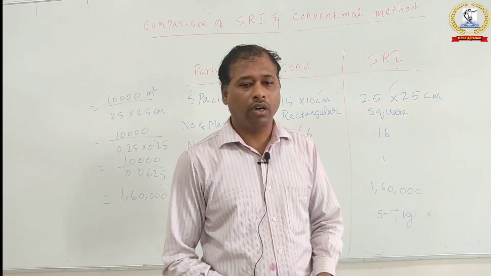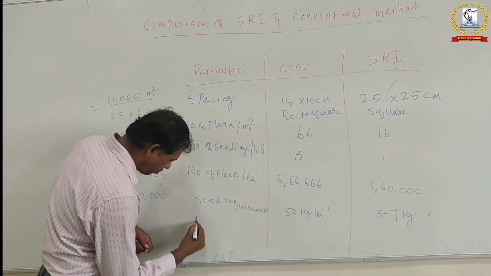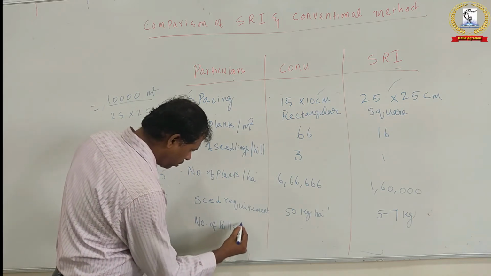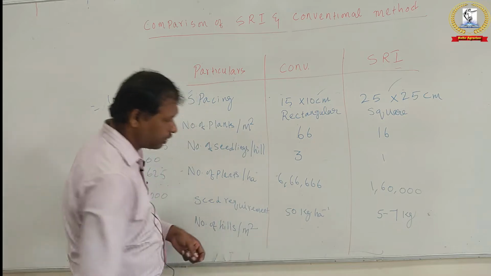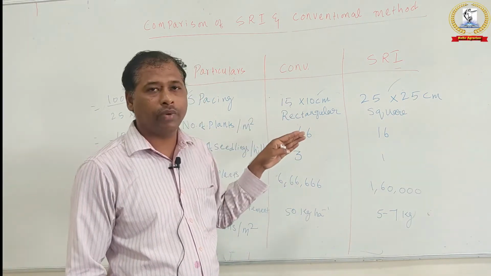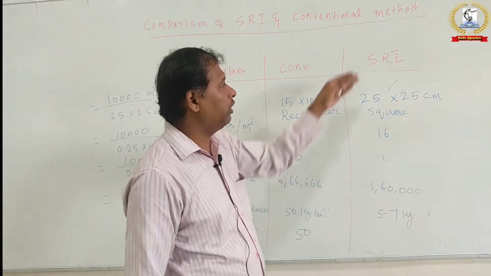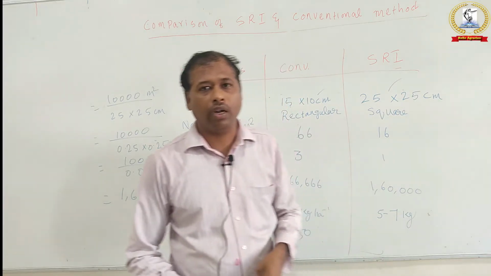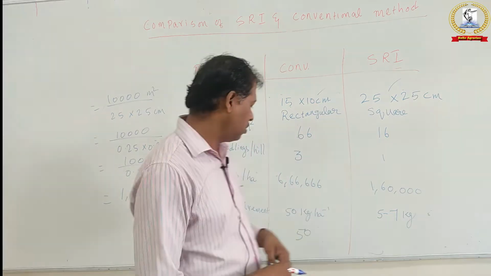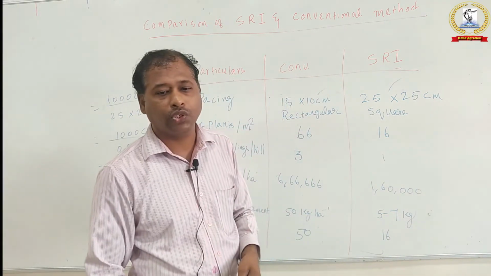Next one is number of hills required per square meter. In the conventional method, the number of hills per square meter will be 50, and in SRI, since we are adopting wider spacing between plant to plant and row to row, we require only 16 hills per square meter.